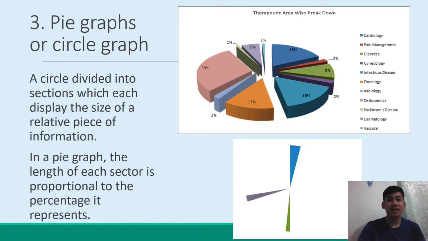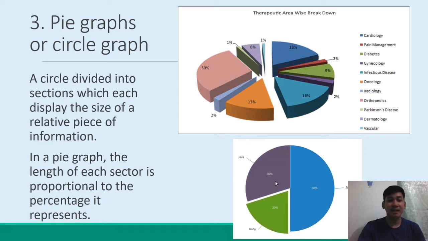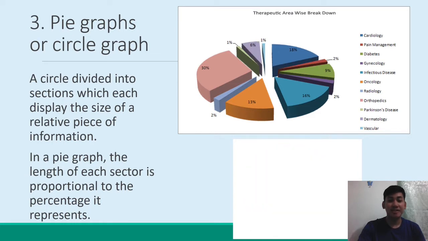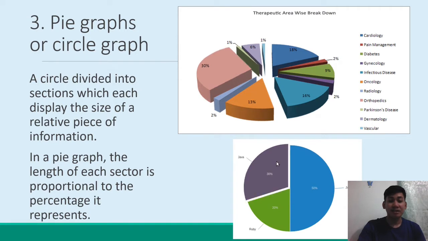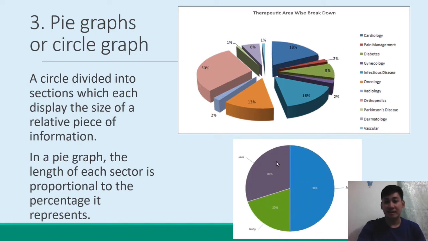So next is pie graphs or circle graph. A circle divided into sections which each display the size of a relative piece of information. In a pie graph, the length of each sector is proportional to the percentage it represents. So here are the examples of a pie graph or circle graph.